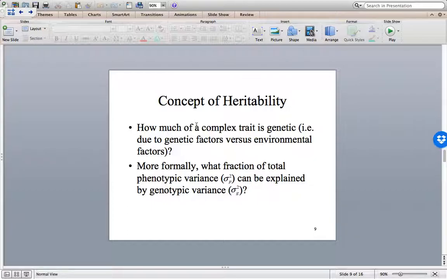Now I'm going to introduce the important concept of heritability. Roughly speaking, heritability addresses the question, how much of a complex trait is genetic? In other words, how much of the trait is due to genetic factors versus environmental factors? More formally, heritability answers the question, what fraction of total phenotypic variance can be explained by genotypic variance?